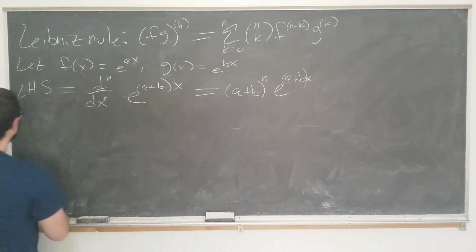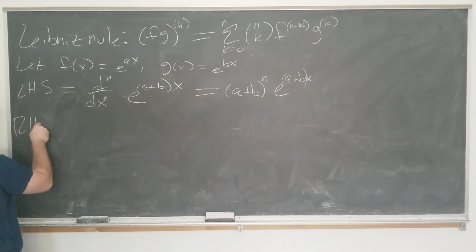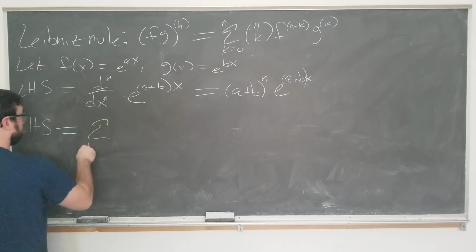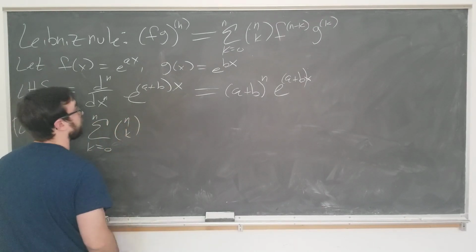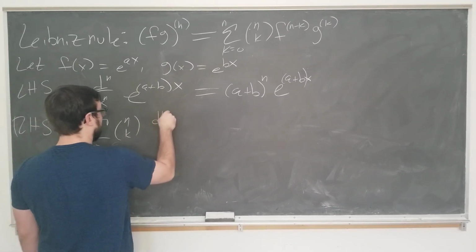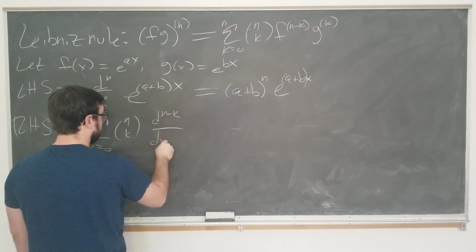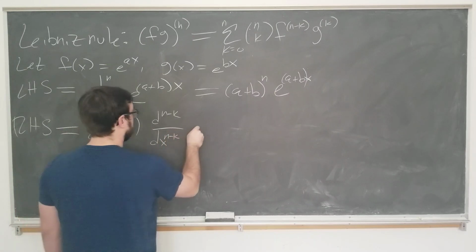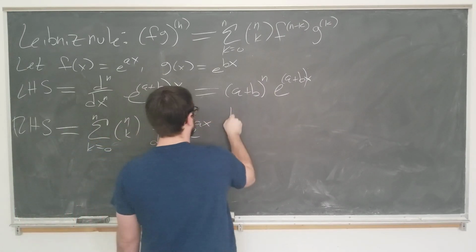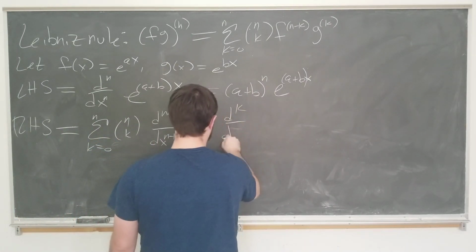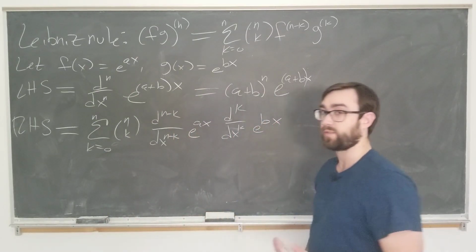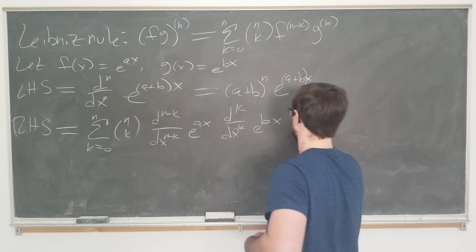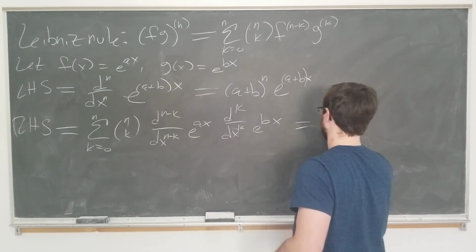Okay, right hand side. This is equal to the sum, k equals 0 to n, n choose k. Now we have the n minus kth derivative of e to the ax, and we have the kth derivative of e to the bx. Well, we just use our exponential rule to simplify this.